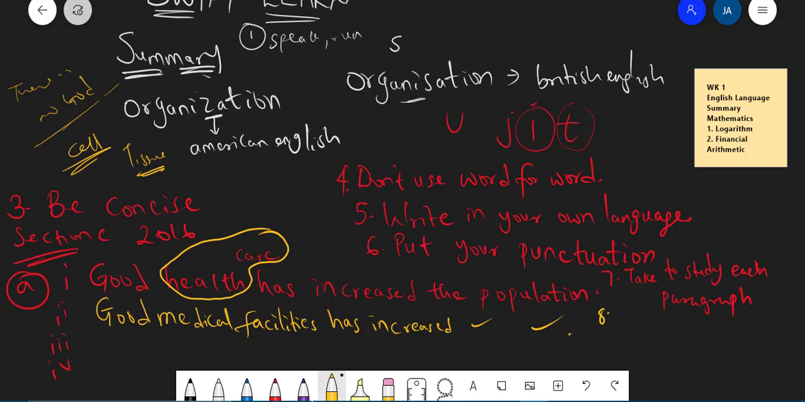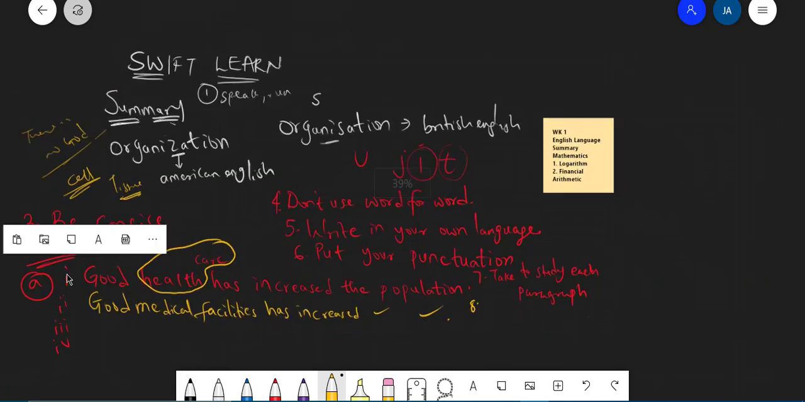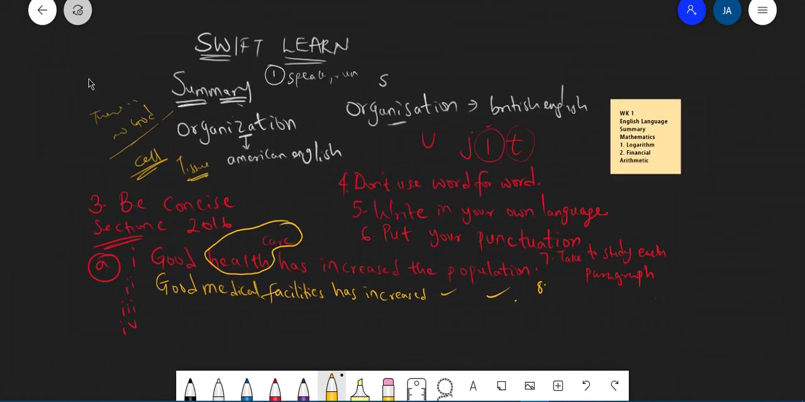For example, they said medical facilities. Maybe you now go and choose surgeon or whatever. It does not go in line. Are you getting that now? So you have to follow the trend, follow what they are using. It's very important. Okay, I think I'll be solving the rest of the passage before I move on.